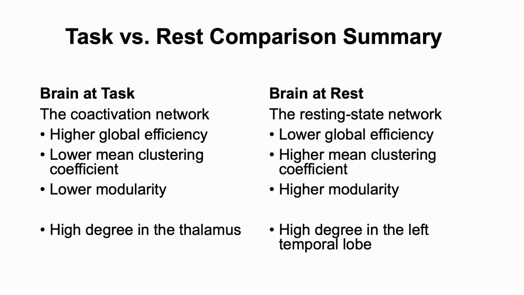So by doing a comparison between the two, what we see is that the brain at work has higher global efficiency, lower mean clustering coefficient, lower modularity, and high degree in the thalamus. The brain at rest, the resting state network, had lower global efficiency, higher mean clustering coefficient, higher modularity, and high degree in the left temporal lobe.